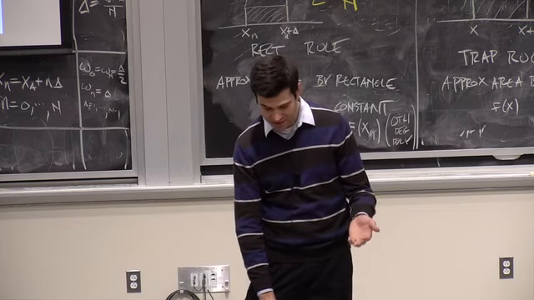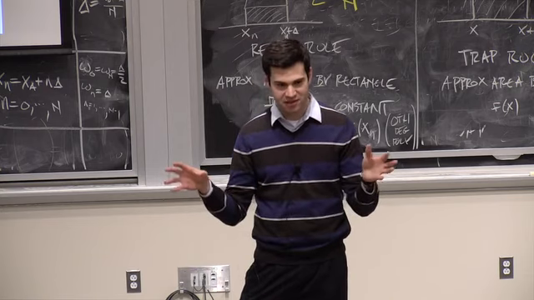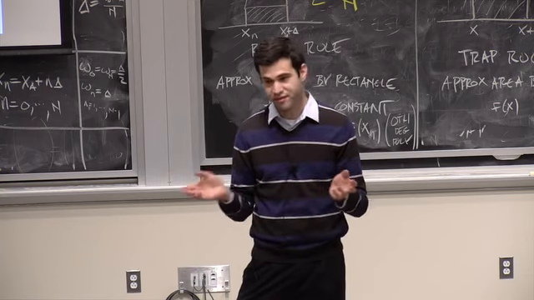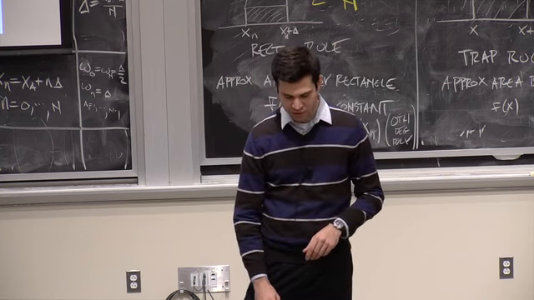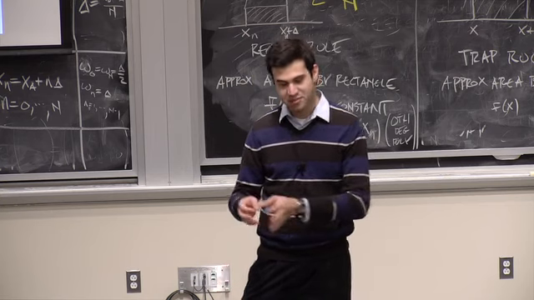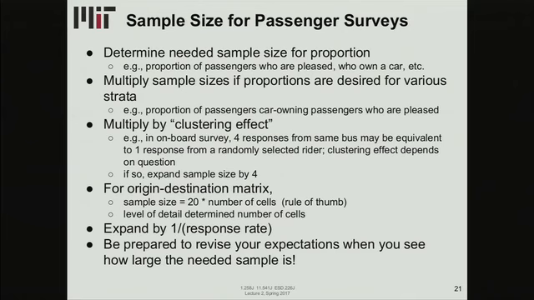Then there's the clustering effect. A typical thing, if you're clustering a whole vehicle of passengers, is to multiply by 4. And for things like OD matrices, the rule of thumb is 20 times the number of cells. What does that mean? If your OD matrix is quite aggregate, at the segment level, say you divide a route into 2 segments, then your OD matrix has 4 cells. 4 cells times 20, that's how many people you have to survey. If you do it at the stop level, then you have many more stops and therefore many more cells, and therefore a much higher sample size.